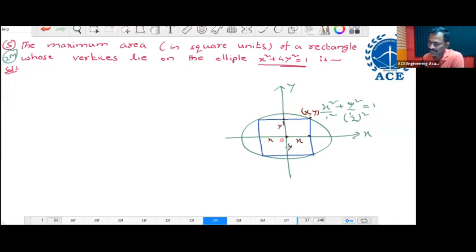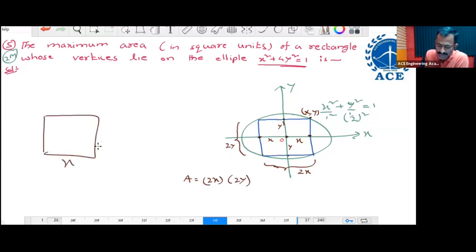Next, we have to write the area. If this is x and this is x, from here to here the length is 2x. From here to here, the height is y plus y, 2y. So the area of this rectangle, with length 2x and side 2y, is finally 2x into 2y. And don't think that the area is x into y, because we are not taking only the rectangle. We are given a condition: all the vertices should lie on the curve.